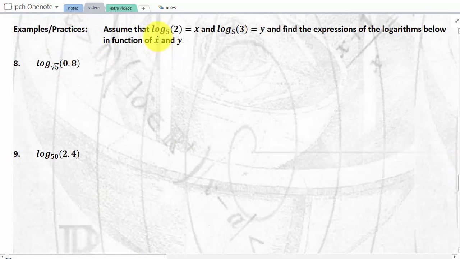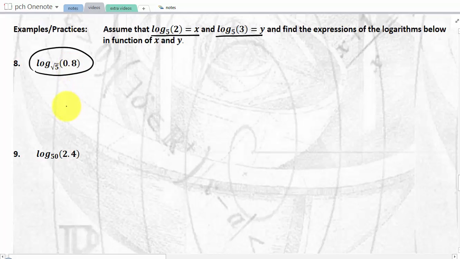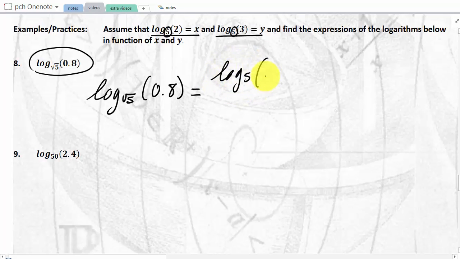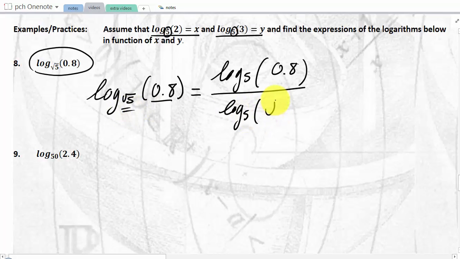Alright, so I'm telling you the log base 5 of 2 is x and the log base 5 of 3 is y. And I'm asking you, what's the log base root 5 of 0.8? Well, obviously the bases are different, right? So the first thing I'm thinking about is change of base. So let me write the log base root 5 of 0.8 in terms of log base 5. So I'm going to have log base 5 of the input, 0.8, and here it's going to be log base 5 of the base, root 5.